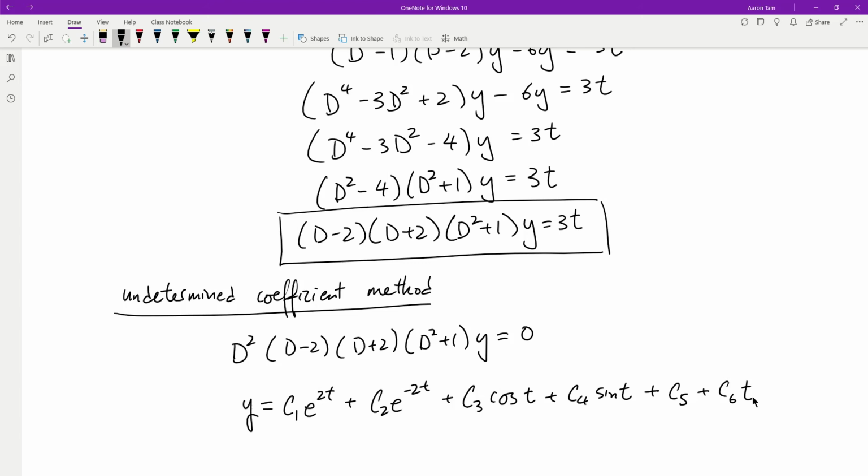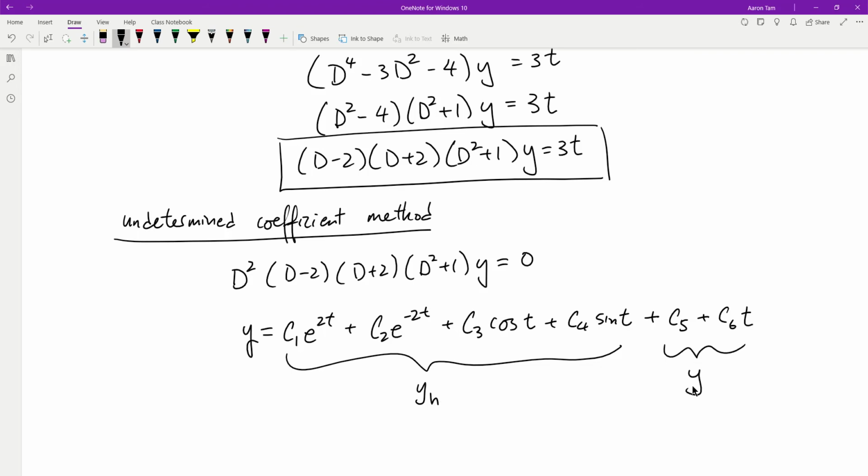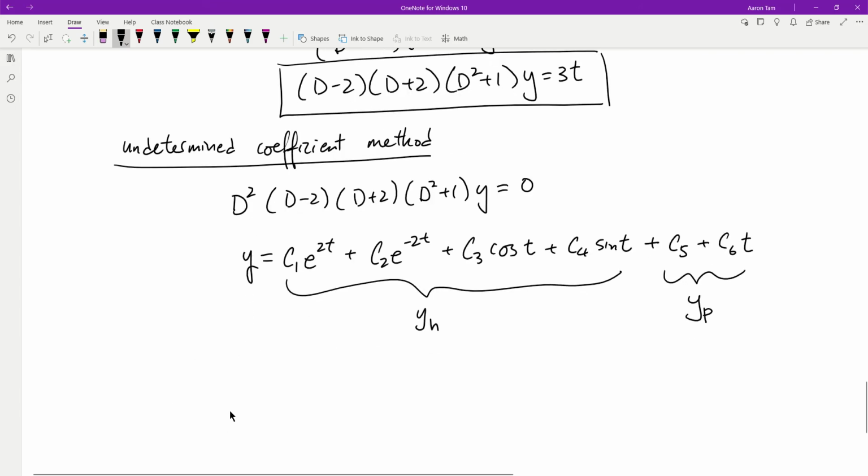Because that will be e to 0, and as repeated roots would be t e to 0, which is t. So therefore, we know that these would be my homogeneous solution. So that would have to be my particular solution that we try to figure out. So let's try to figure it out.